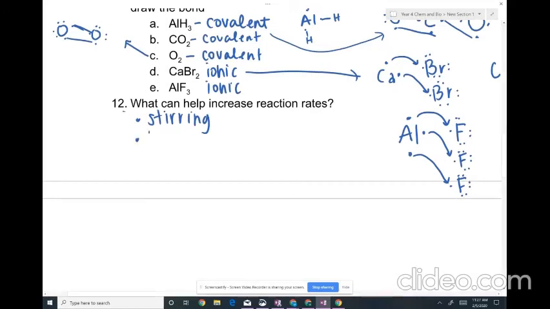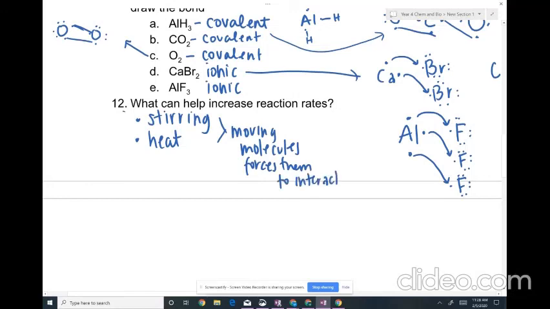The next thing is heat, right? Heat, again, you're moving molecules. The thing that really helps is moving molecules. The more you move the molecules, the more they're forced to interact. So that's going to be the big deal, that you guys need to make sure that you're putting those ideas together, that stirring them and adding heat will make molecules interact, which will then make reactions happen faster.